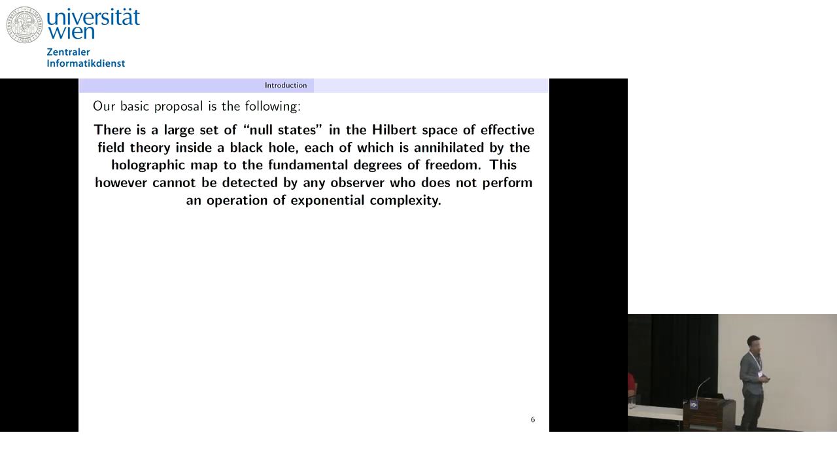Okay, here's the basic idea. We're just going to go with it. We're going to say there is indeed a large set of null states in the effective description Hilbert space, inside a black hole, which are annihilated by the holographic map. But in order to not run into totally obvious contradictions, we're going to demand that this can't be detected by any observer who does not perform an operation of exponential computational complexity. Vijay explained complexity earlier this morning, so I'm off the hook for explaining it.